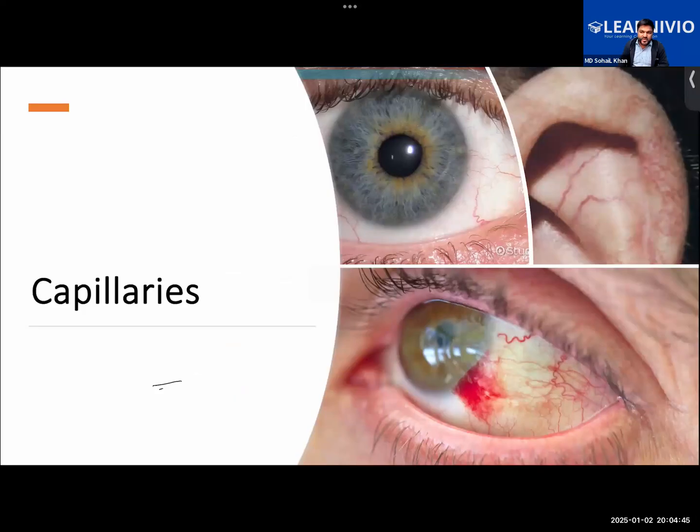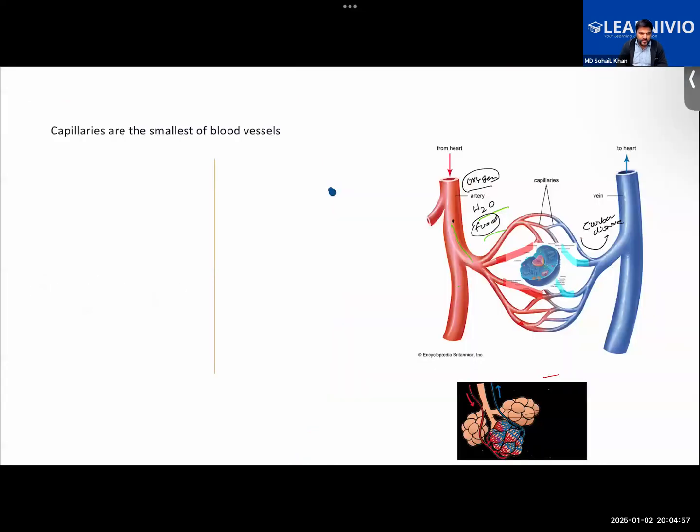Talking about the capillaries. Capillaries are very thin blood vessels and will be visible in certain parts of the body, like in the eyes and in the ears, but they are everywhere in the body. They are the smallest of all the blood vessels, and they act as a bridge between the arteries and the veins. Getting it? Also, they are responsible for the exchange of materials between the tissues and the blood vessels.